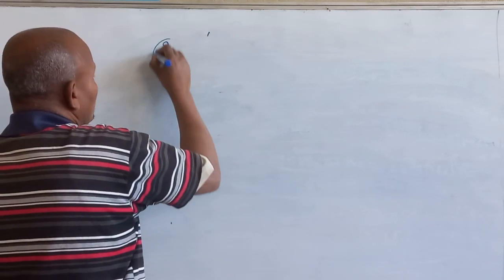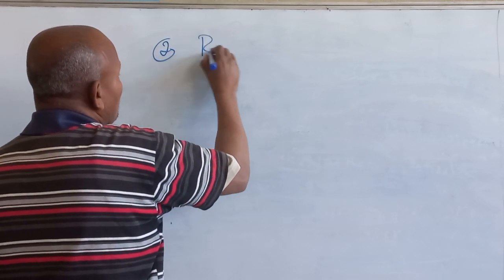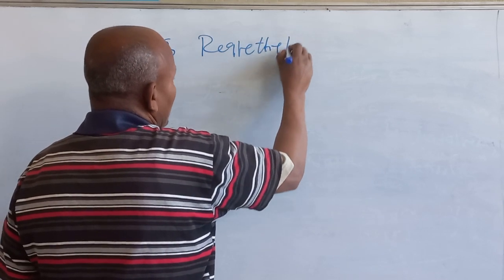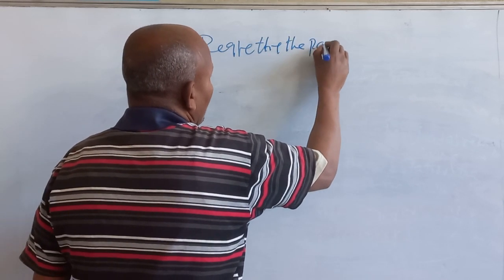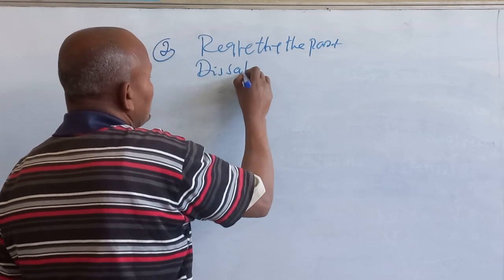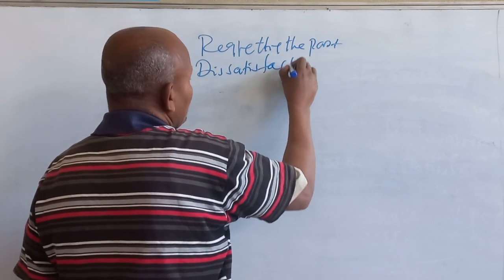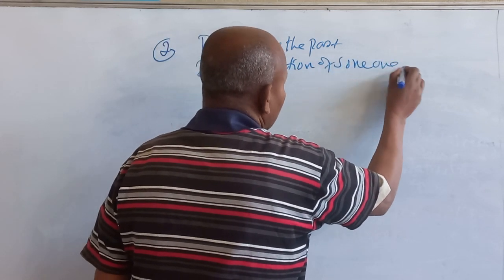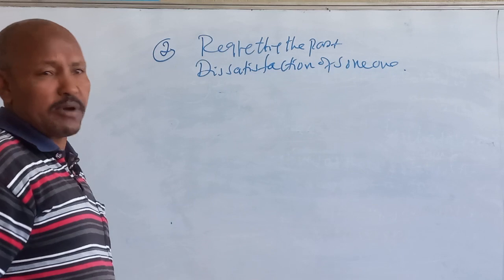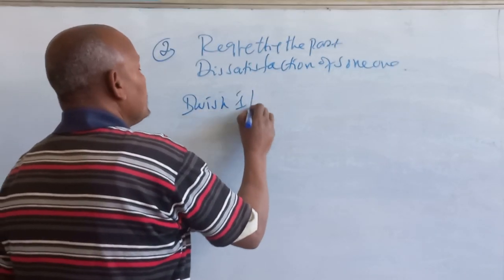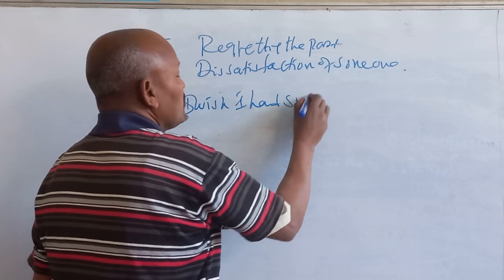We call the second use regretting the past, or regretting, or dissatisfaction of someone. Yes, dissatisfaction of someone. Regretting the past means, for example, here: I wish I had sold the car.